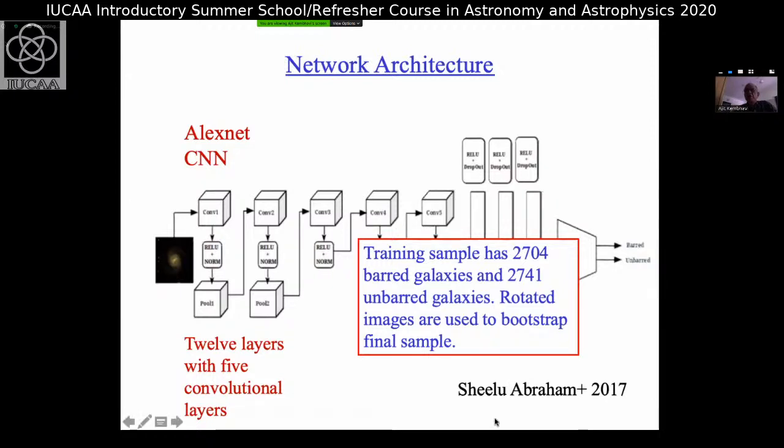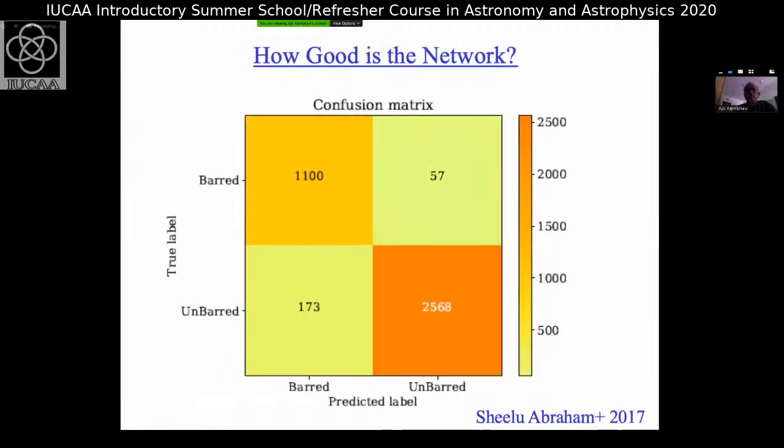Right. So the training sample had 2,704 barred galaxies and 2,741 unbarred galaxies. Now when you train the network, part of your sample of barred and unbarred galaxies is set aside as a test sample, and the rest of the objects go into the training. The test sample is not to be exposed to the deep learning network during training. It has to be completely untouched beforehand.